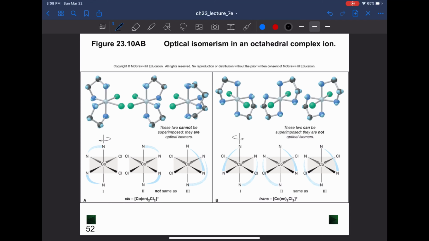So next is optical isomerism. Optical isomerism is the mirror image concept. If you take these two images, these two are mirror images of each other, but when you take these two, they are not mirror images of each other. So these are called optical isomers. In the same way, if you take these two, they are mirror images of each other, but the connectivity between these two is not the same, so they are not optical isomers. They are only optical isomers when they are non-superimposable.